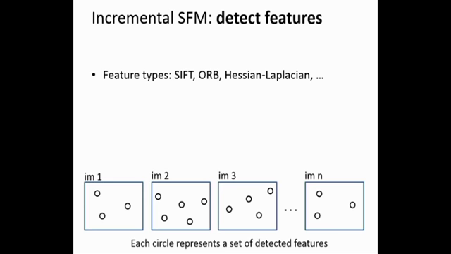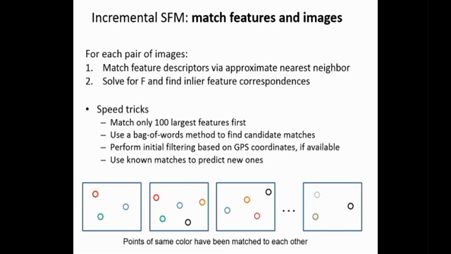And so here in this representation, we've got a set of n images, and we've detected features in these images. You can think of these circles as a set of features that has been detected. Typically, you'll detect somewhere between 1,000 and 4,000 features per image, and that ends the feature detection phase.